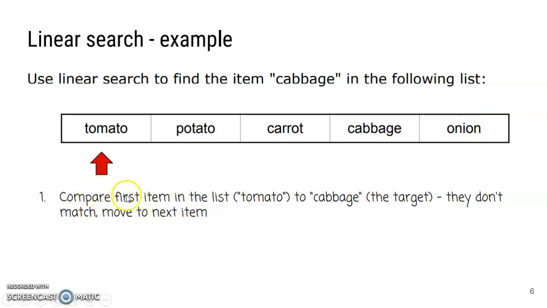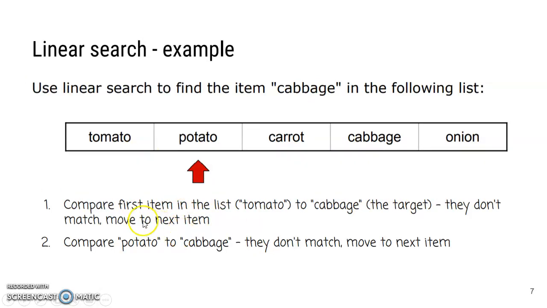So what we do is compare the first item in the list, which is tomato, to the item that we're searching for, which is cabbage, our target. They don't match, so we move on to the next item in the list. We compare potato to cabbage. They don't match. Move on to the next item.